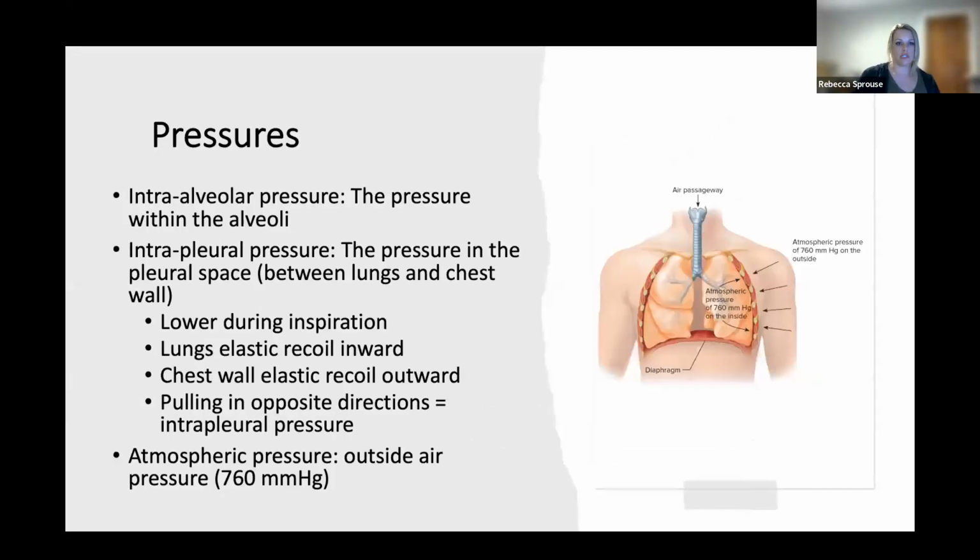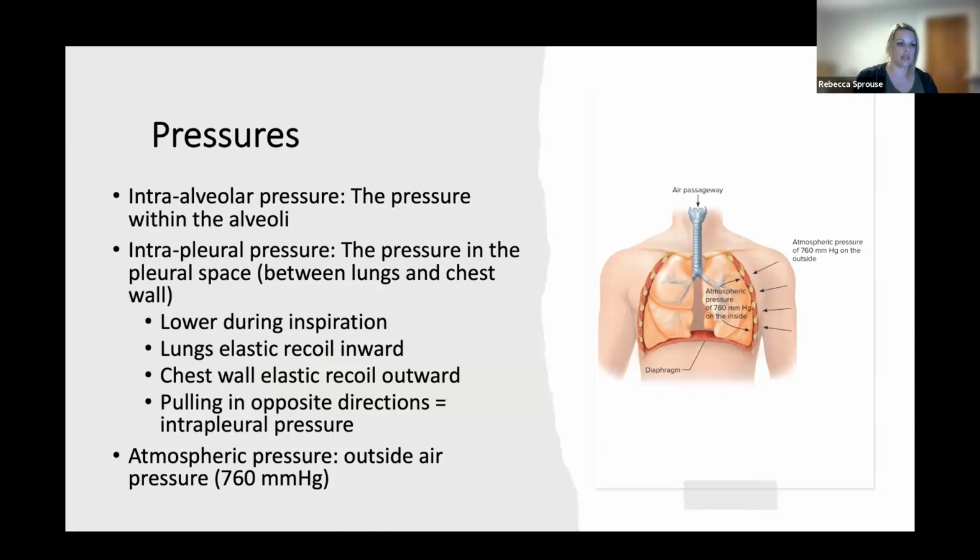There are a few pressures to keep in mind. There is an intra-alveolar pressure, which is the pressure inside the lungs, inside the alveoli. We also have an intrapleural pressure. In the last lecture, I talked about the parietal and visceral pleura and how it was important that those things maintain a pressure gradient. So the intrapleural pressure is the pressure between the visceral pleura and the parietal pleura.